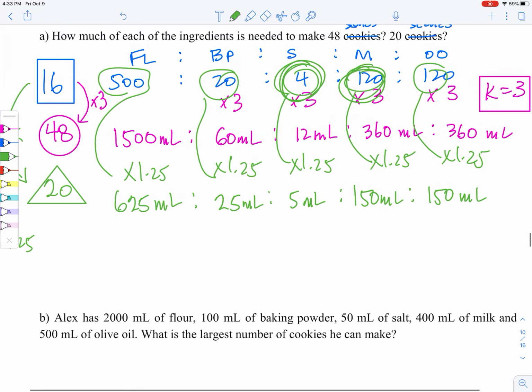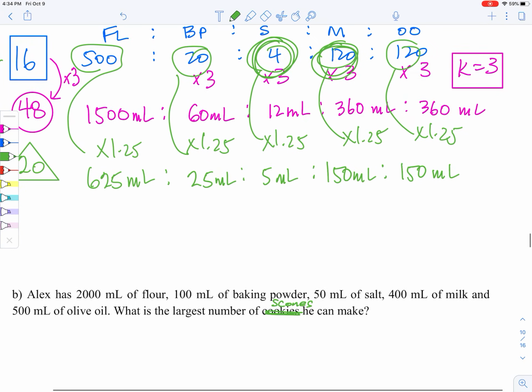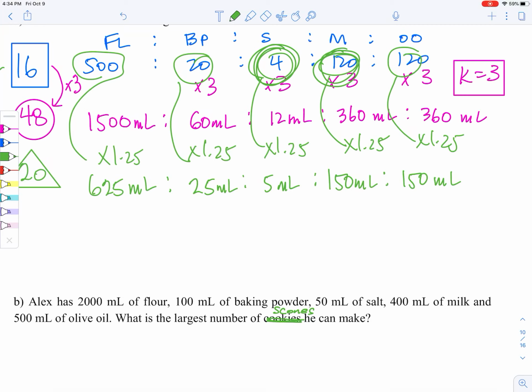And the next one says, Alex has 2,000 mils of flour, 100 of baking powder, 50 of salt, 400 of milk, and 500 of olive oil. What is the largest number of scones that he can make? Well, one of these is going to be a limiting factor, right? So it's going to be that we don't have quite enough of something. I'm going to show you the way that I would do it. We're going to see what the scaling factor would be for each ingredient to get to the original.